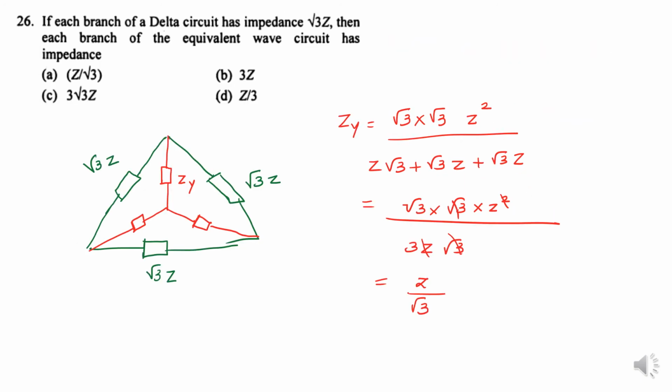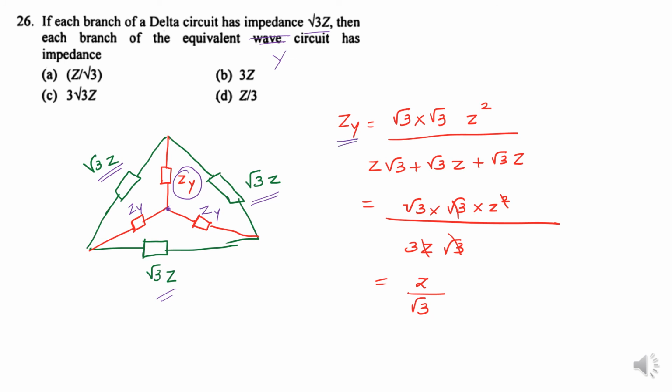Next problem: if each branch of a delta circuit has impedance root 3 Z, then each branch of the equivalent Y circuit has impedance? Okay, so first of all, I am going to draw the delta network and put the value for each impedance. All the impedances are the same. And inside, I am going to draw the star network. In the star network, I have marked this ZY. So here all the ZY are the same because the delta impedances are the same.